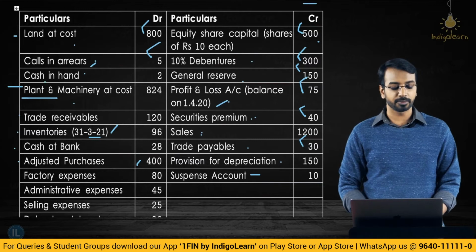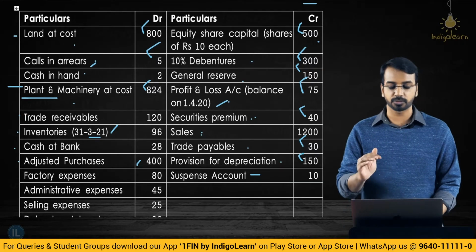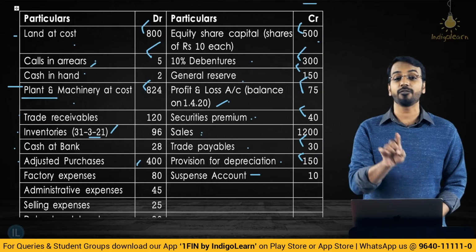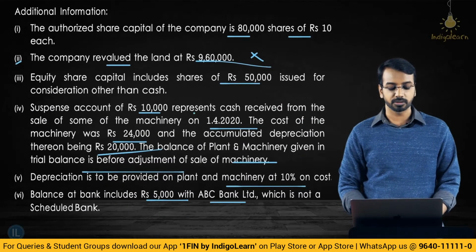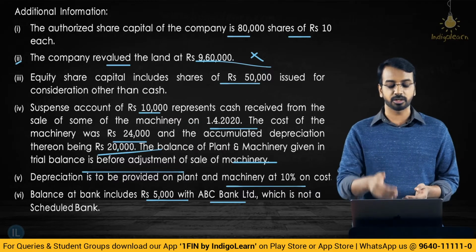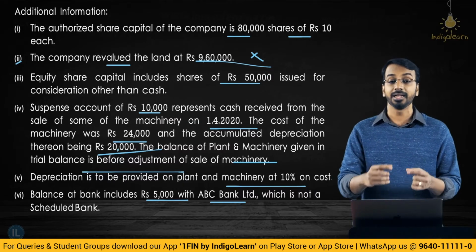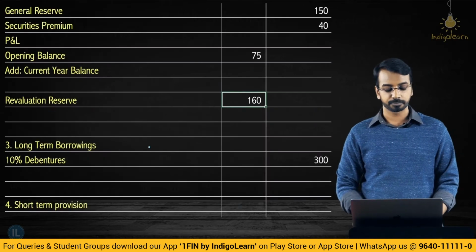In items of PPE, the other item you have to consider is the plant and machinery at cost 824 and the corresponding depreciation of 150, and there is a sale of plant and machinery. What is the sale of plant and machinery? Suspense account of 10,000 represents cash received from the sale of some machinery on 1/4. Cost of machinery was 24 and accumulated depreciation thereon being 20,000. Means from the cost you have to remove 24,000, from accumulated depreciation you have to remove 20,000, and there will be an item of profit which we will have to show in other income. Okay.